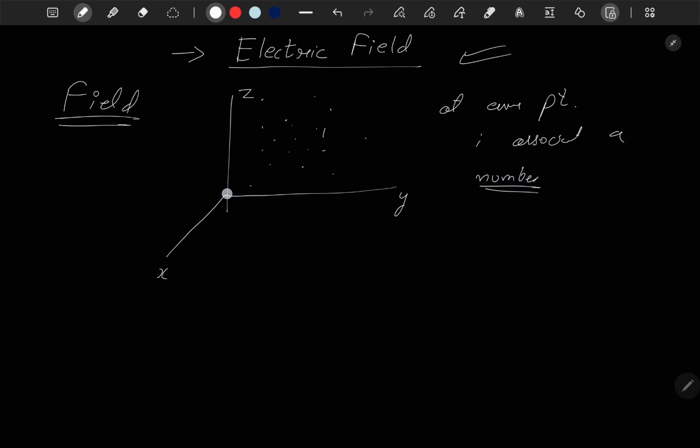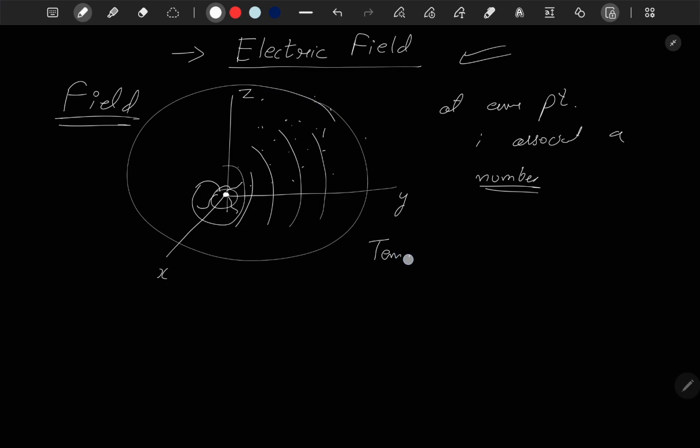For example, consider at the origin there is a heater. Okay, there is a heater which is heating continuously, getting hot. So this will have some temperature around it. Temperature will be maximum here, then it will reduce here, and then it will reduce further. So at every point in space, temperature has some value. So we say that this region has a temperature field.